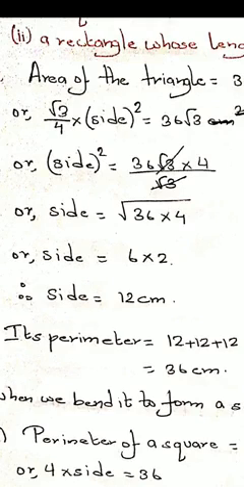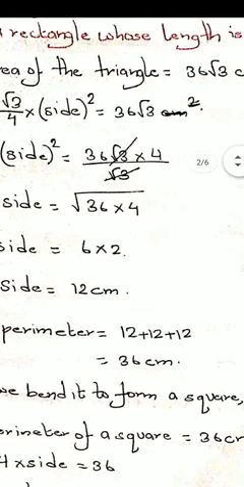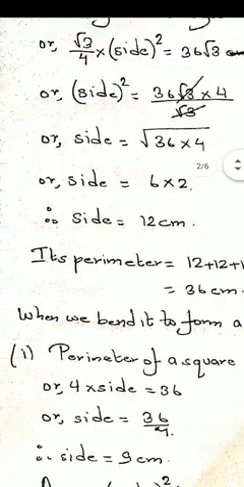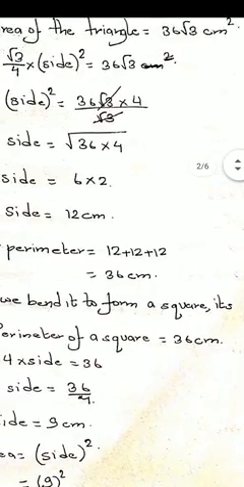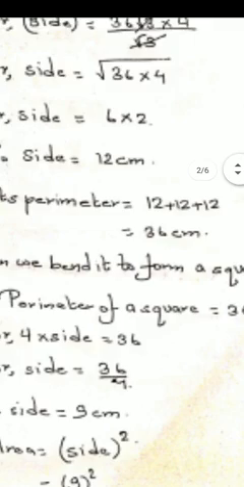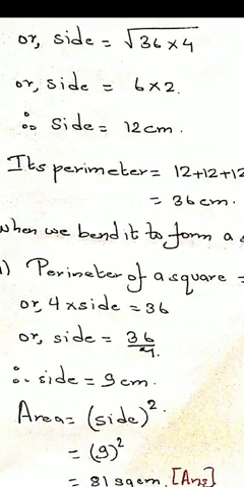Now, using this side, I'll find its perimeter. Because it is an equilateral triangle, all its sides will be equal. That's why I can write 12 plus 12 plus 12, which happens to be 36 centimeter. Now, when we bend it to form a square, its perimeter will be the same, as I've been telling you. So perimeter of a square equals 36 centimeter, or 4 into side equals 36, or side equals 36 by 4. So therefore side equals 9 centimeter.